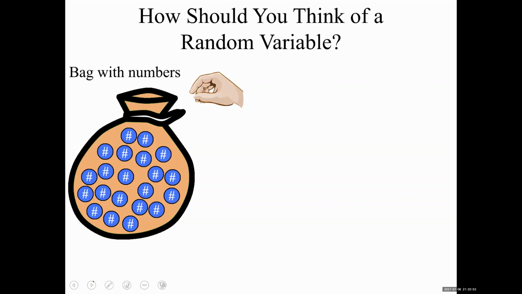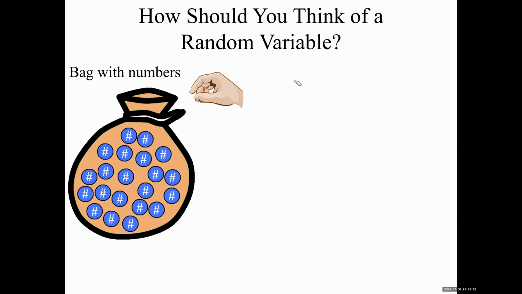Okay, so I'm going to go through all that one more time. So again, when I say random variable, think of a bag of numbers, and we're going to draw one number out of the bag. X is going to stand for the number we get out of the bag. It's called a variable because the value of X varies depending on which number we get out of the bag.